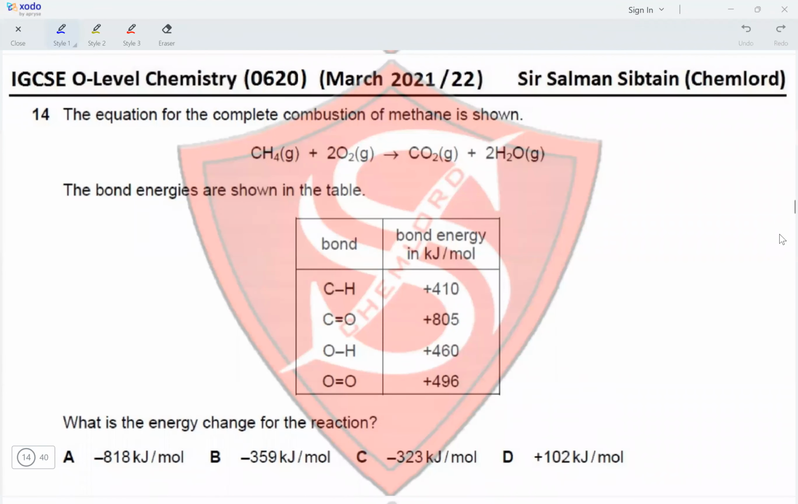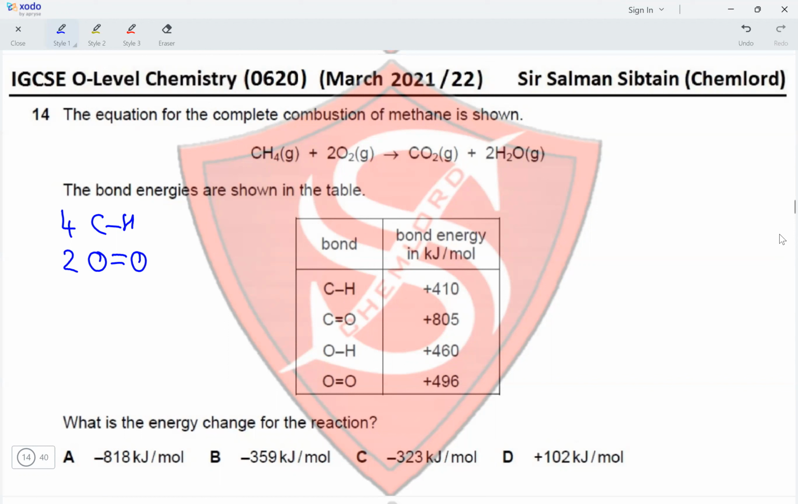Question 14. The equation for the complete combustion of methane is shown. So CH4 plus 2O2 gives CO2 plus 2H2O. The bond energies are shown in the table. What is the energy change for the reaction? So this would be enthalpy change when bonds are broken for the reactants minus the enthalpy change when bonds are formed for the product.